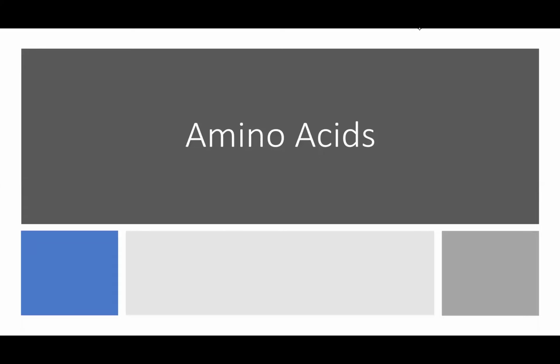Okay, this new unit is still organic chemistry, but we're now going to be looking at amino acids. So what we're going to do is look at what amino acids are, how they're made up, the common systematic names, zwitterions, and then how to identify unknown amino acids.